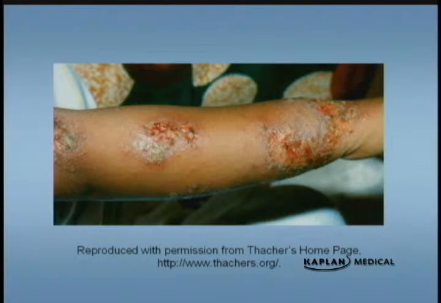This is the honey-crusted lesions that I was describing of impetigo. This child has quite a few of them right there, so this child probably would merit oral antibiotic therapy. Don't forget you can get secondary impetigo from scratching, for example, with patients with atopic dermatitis.